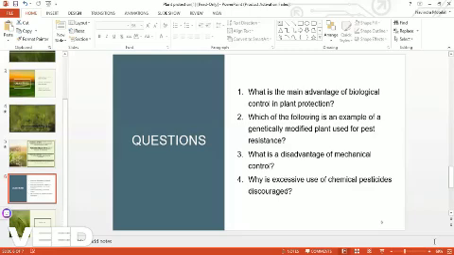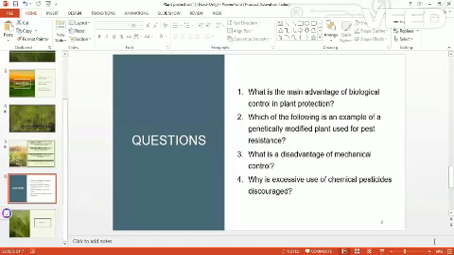So let's move on to the second question. Which of the following is an example of a genetically modified plant used for pest resistance? Next volunteer, please. Miss, I think the perfect example here would be BT cotton, since they are basically transgenic plants. Yes, very good.